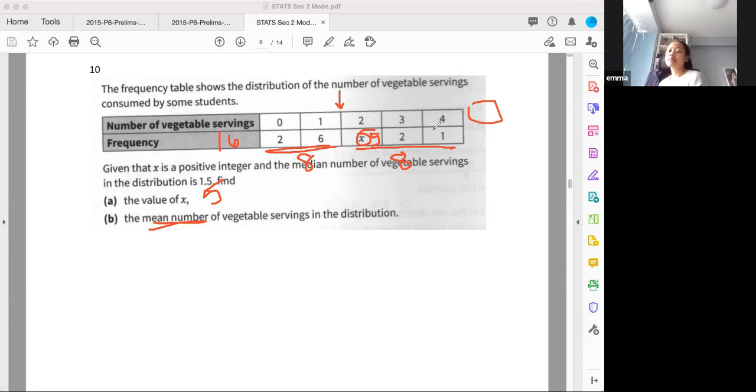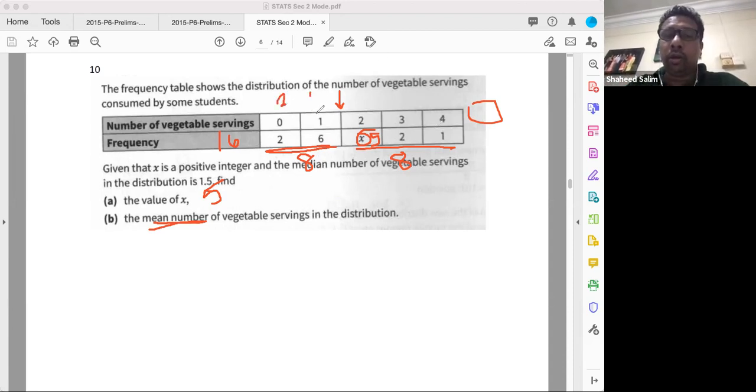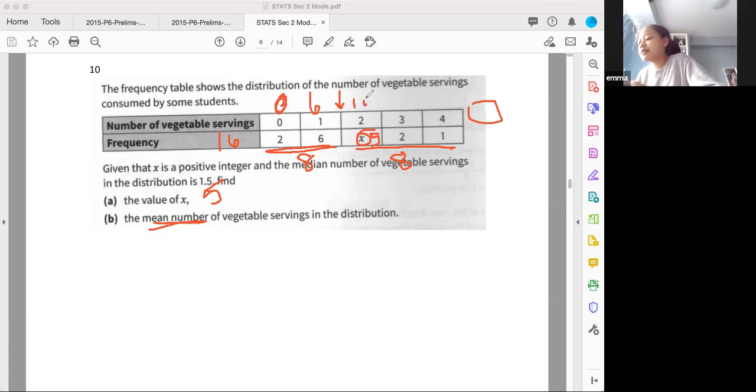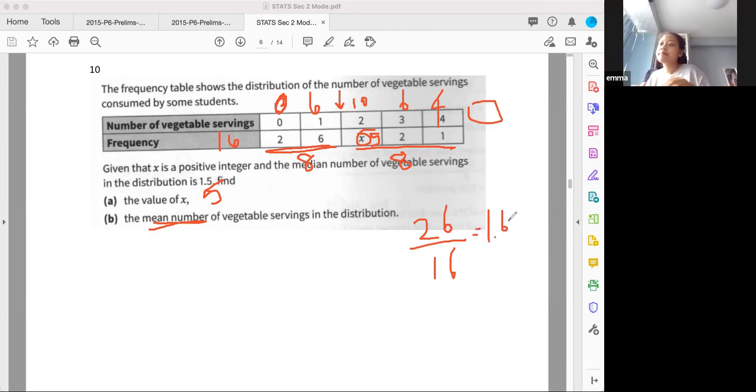What did you get for 0 times 2? We go through one by one. You got 2 down here, 6 down here, and this one is 0. You got 10, you got 6, you got 4. So you add 6 plus 4, 10, 10 plus 10, 20, 20 plus 6, 26. 26 divided by the total frequency, 8, 8, 16. Do you get 1.625? Okay, yeah.